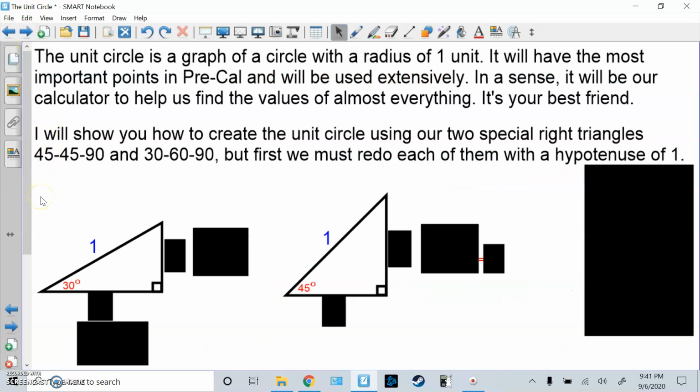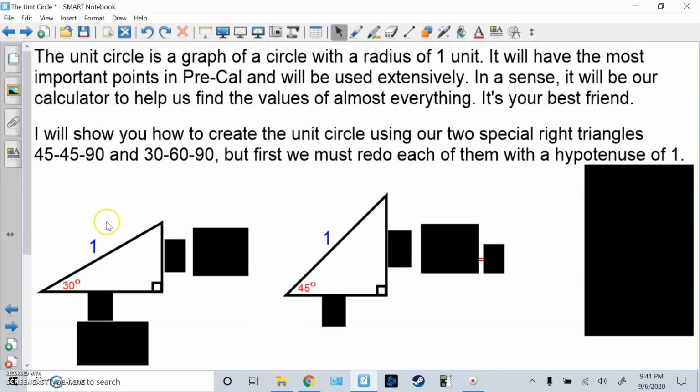Alright, the unit circle is a graph of a circle with a radius of 1 unit. It will have the most important points in pre-cal. It will be used extensively. In a sense, it will be our calculator to help us find the values of almost everything. It will be your best friend. I'll show you how to create a unit circle using our two special right triangles, 45-45-90 and 30-60-90. But first, we have to redo each of them with the hypotenuse of 1.